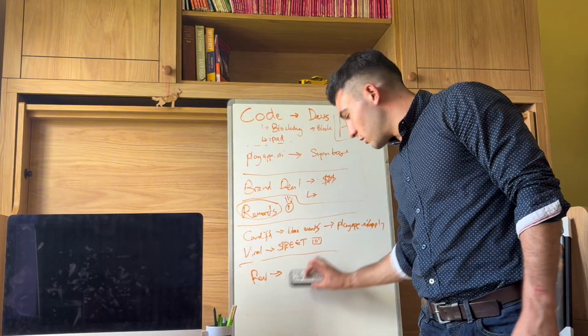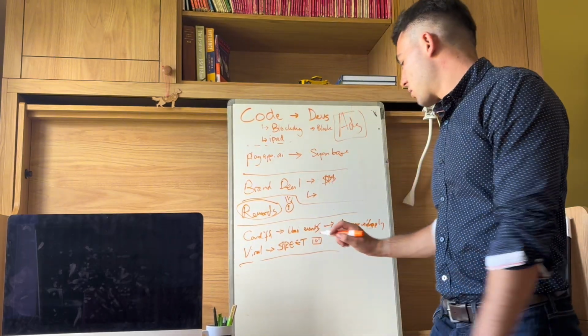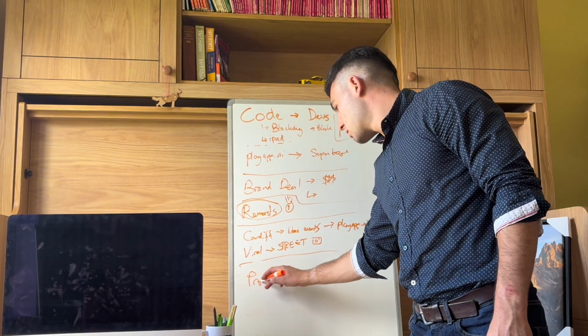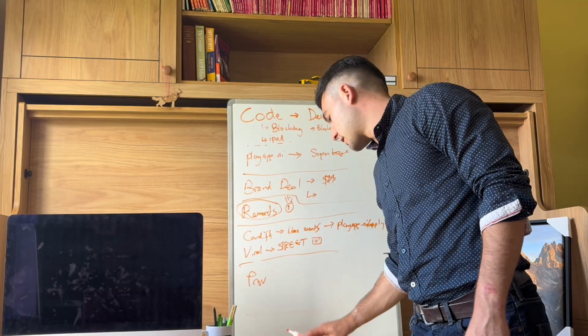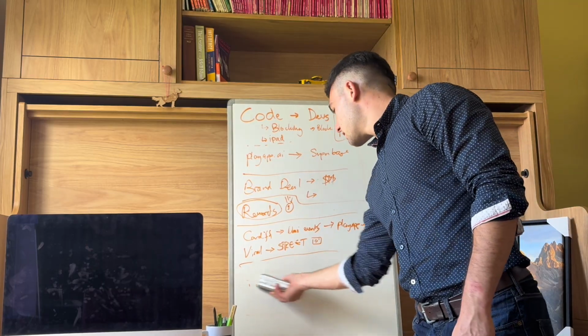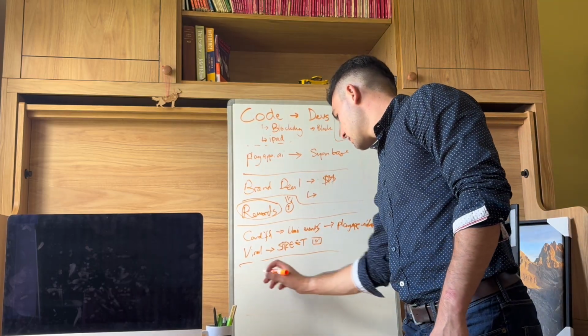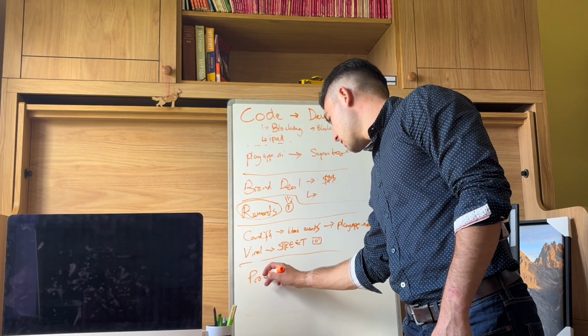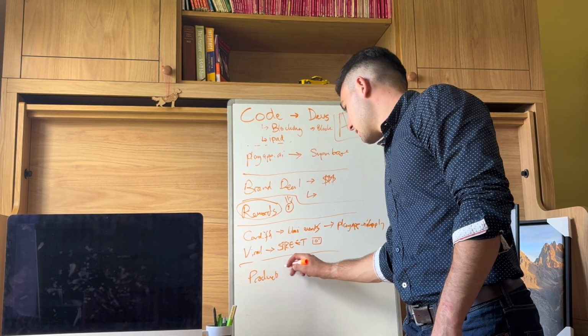I'm going to redo this. Product. I can't even spell, man. Let's go. Come on. This is great. Product. Let's spell this right. Product.